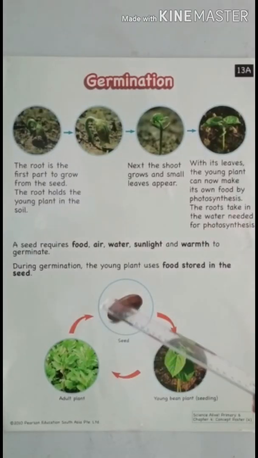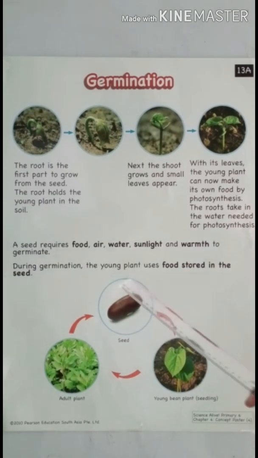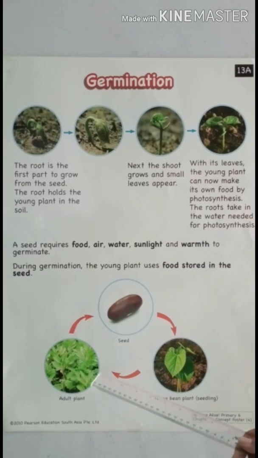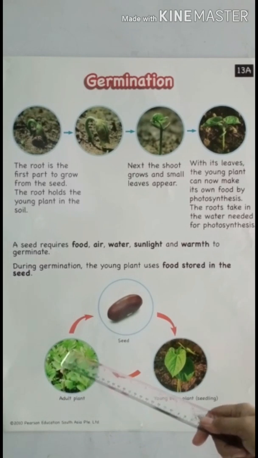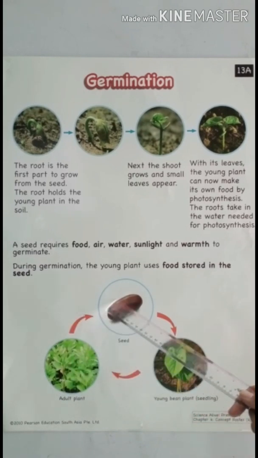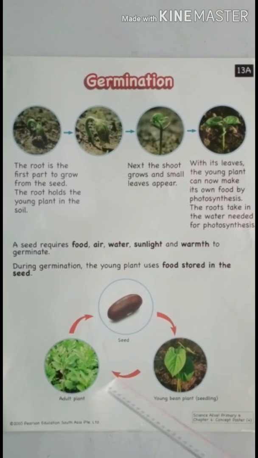During germination, the young plant uses food stored in the seed. Before it can make food by photosynthesis, it takes the food from the stored food. The seeds will grow into a young plant, or we call it a seedling. Next, the young plant will grow into an adult plant. The adult plant will produce seeds, so the cycle will continue.